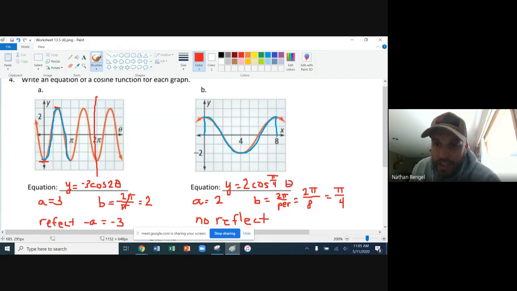So I just like to use that method every time, which is finding the period, and then after you find the period, you just take 2 pi divided by the period to find your b. In some cases, like that first one, you can count how many cycles between 0 and 2 pi, but it's much more efficient just to find your b value by taking 2 pi over the period.